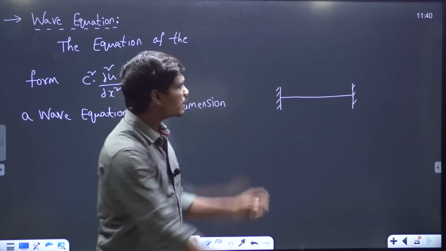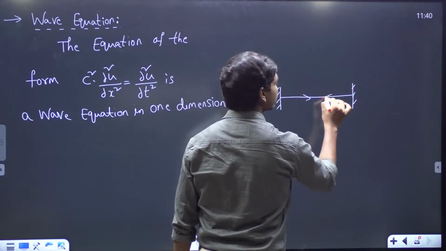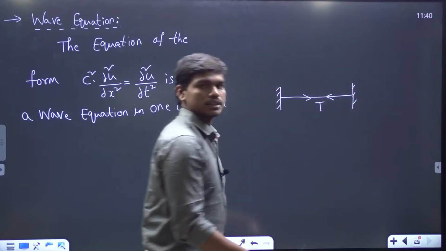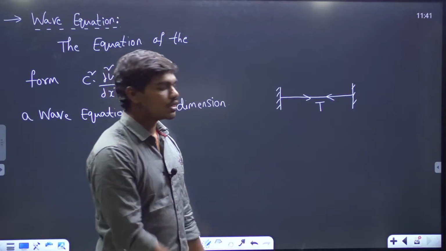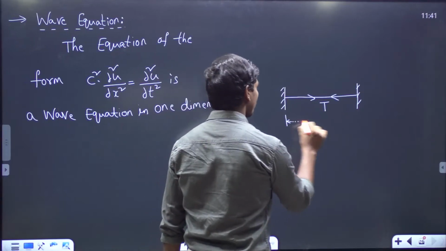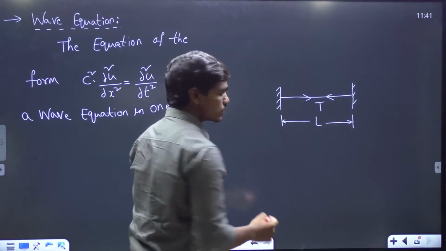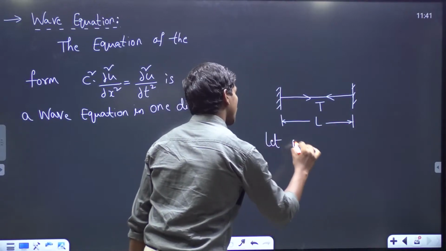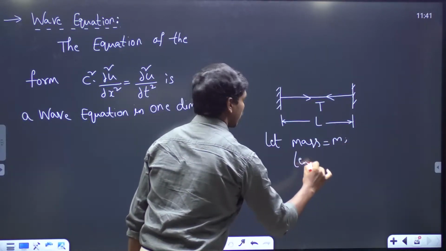Okay, so definitely when the string is tightly pulled and held between the supports, there will be some tension T in the string. Yes or no? Because definitely when you pull something and tie it, there is some force in that string. Now let us suppose the string is of length L, and this string has a mass M. So let mass be equal to M and length be equal to L.